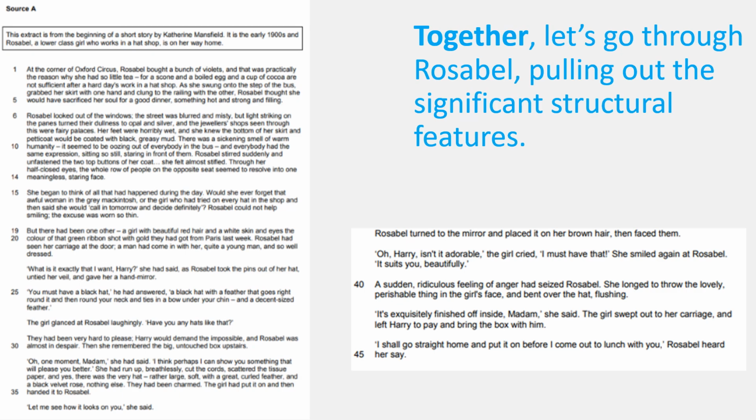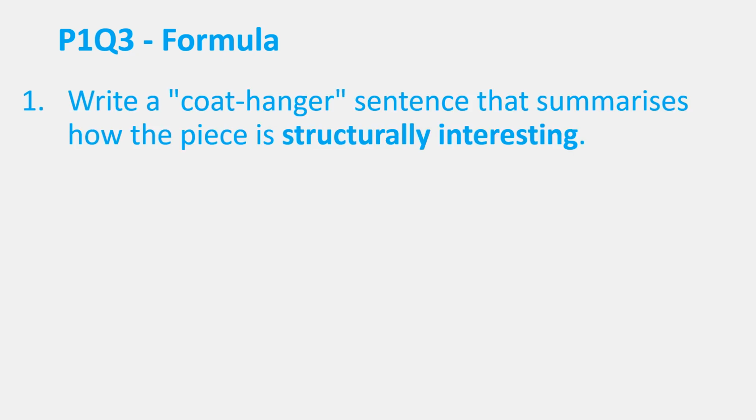Now let's go on and look at the formula for this question. Right, the first thing that you need to do, paper 1, question 3, is you need to write a coat hanger sentence that summarises how the piece is structurally interesting. Now I'll come back to what we mean by a coat hanger sentence, but it's a sentence that starts your answer that you hang everything else off, hence coat hanger sentence.